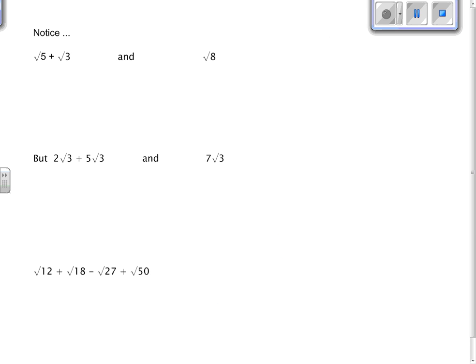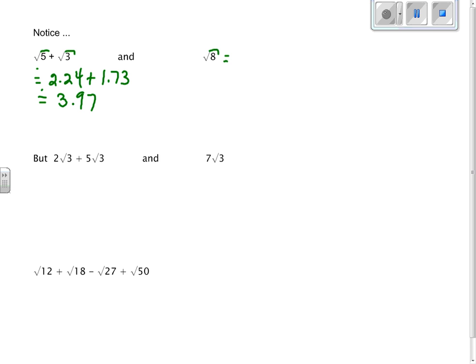For addition, again, I'm going to use my calculator just to look at this. Root 5 added to root 3, I'm going to write as approximate decimals. Root 5 is 2.24 approximately, and root 3 is 1.73 approximately. So approximate answer is 3.97. Square root of 8, just going to see if adding works as well in the same way.